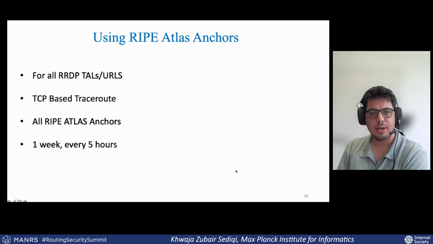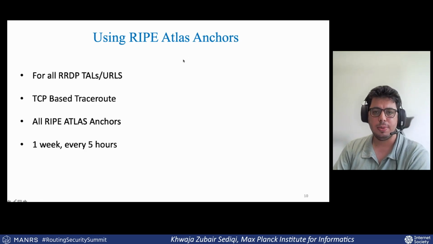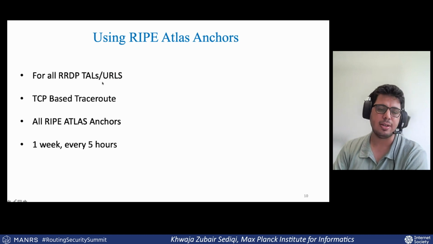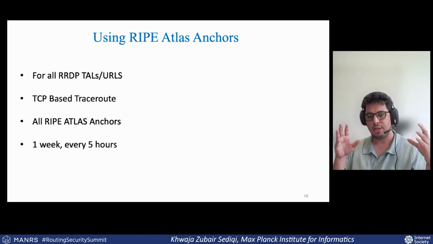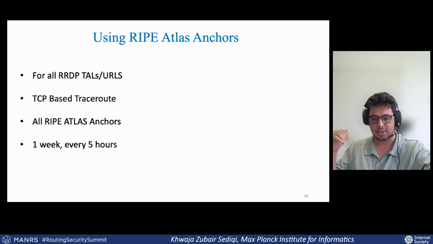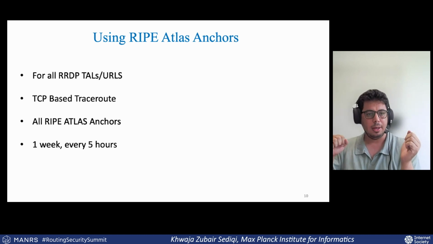After this analysis, we tried to look globally at which regions the RPKI URLs or tools are poorly visible or have a higher delay for reaching them. For this experiment, we completed it particularly for RDP, but we are also doing it for rsync. For all the URLs of the RDP protocol, we run a TCP-based traceroute from all the anchors, for a period of 1 week every 5 hours. The idea was to see in which regions the URLs you would need to fetch data from have how much delay, globally.